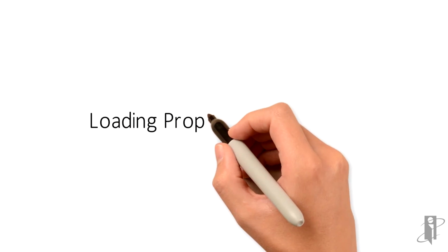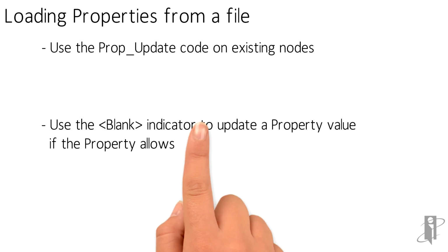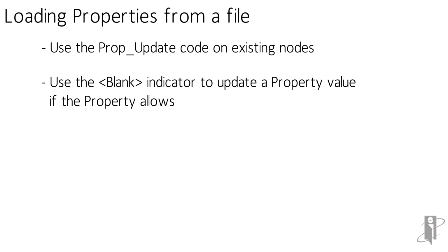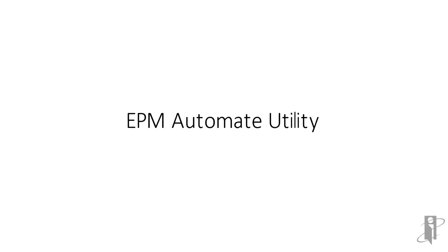There are improvements to loading properties from a file source. There is a prop update code that you can use to update a node's current properties. There is also a blank indicator so that you can update a property to a blank if the target node's property allows. The EPM Automate Utility has been upgraded with the July release.